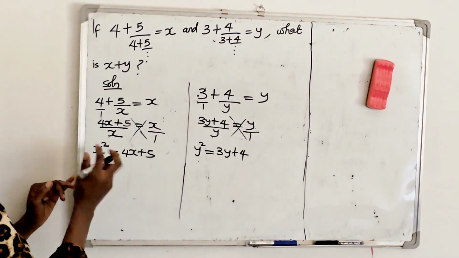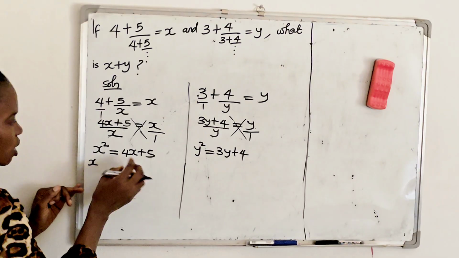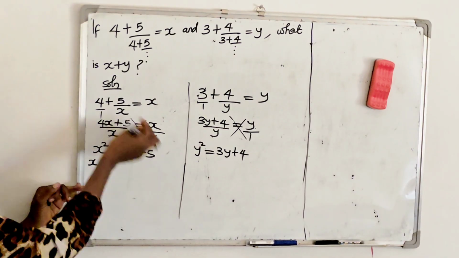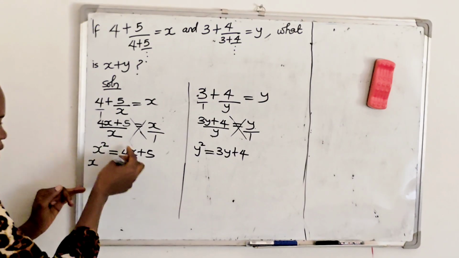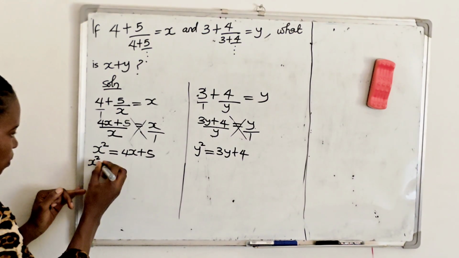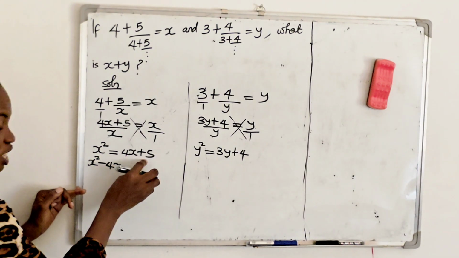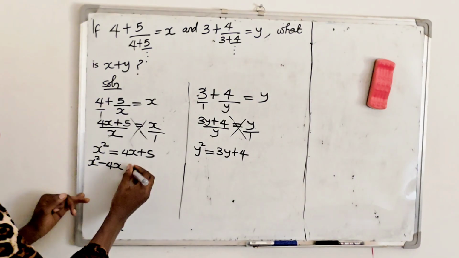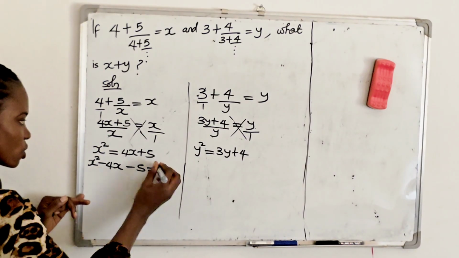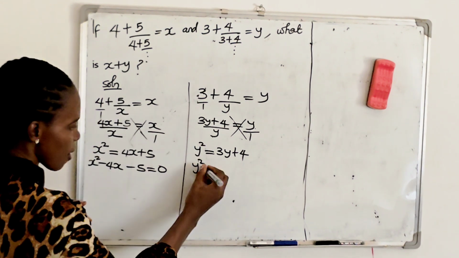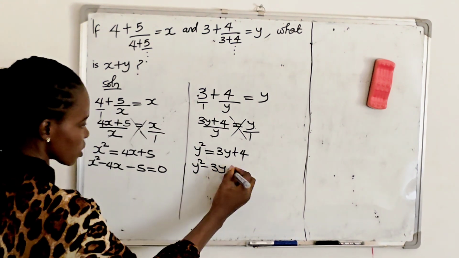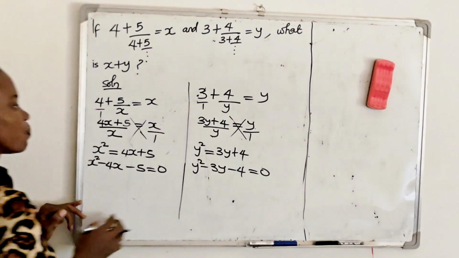Alright, so let's move this side. Remember what I said? Once an equality sign is crossed, the signs change. This is a positive 4x. If it crosses the equality sign, it's going to be minus 4x. This is a positive 5. If it crosses, it will be minus 5 equals 0. Do the same here. y squared, this crosses, minus 3y. This crosses, minus 4 equals 0.